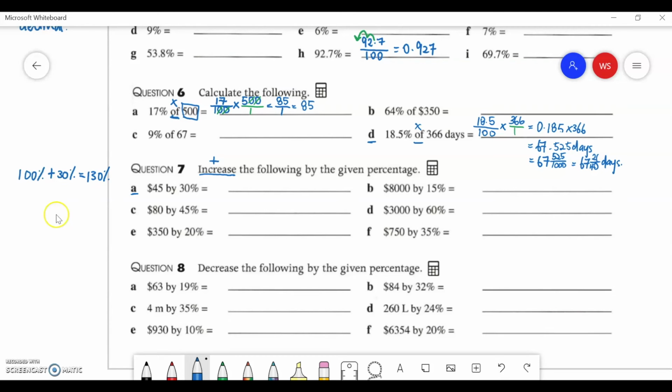Next stage, you do need to calculate what the actual amount is. So 130% of the original amount, that is $45.